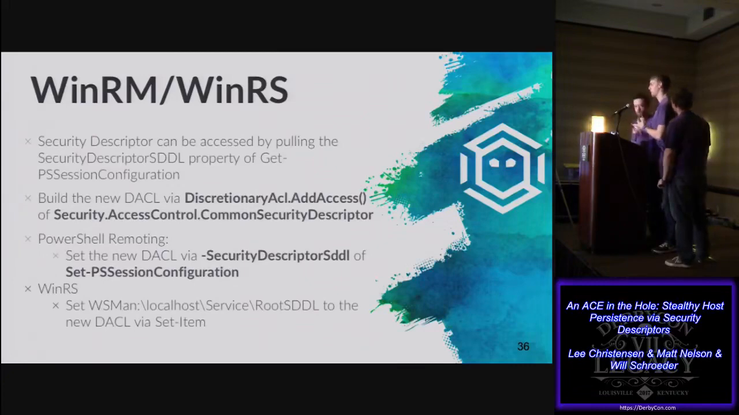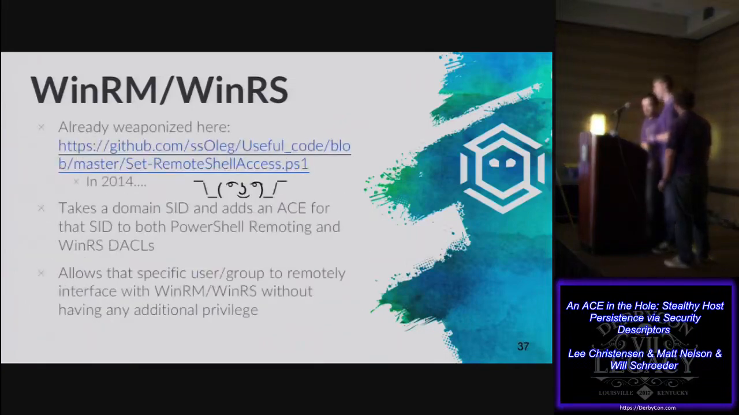We can use Set-PSSessionConfiguration after we add to the discretionary ACL, which is the DACL. So we create an ACE for our backdoored user, add it to the DACL for WinRM or WinRS, and then actually apply it with the Set-PSSessionConfiguration cmdlet.